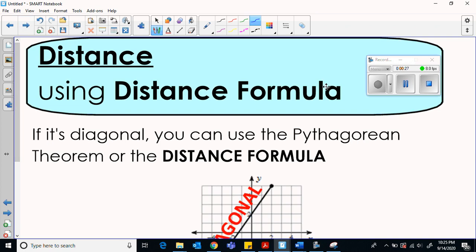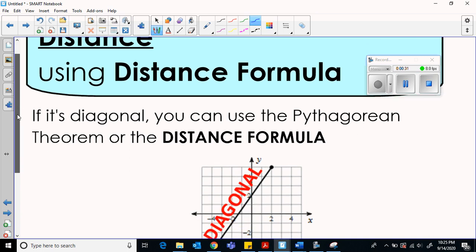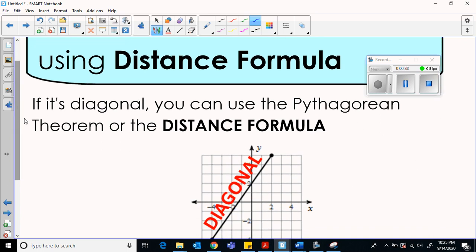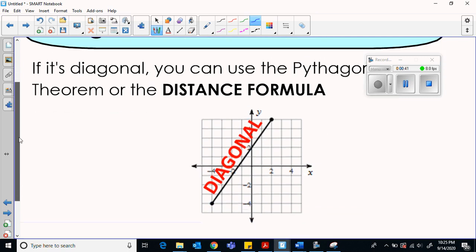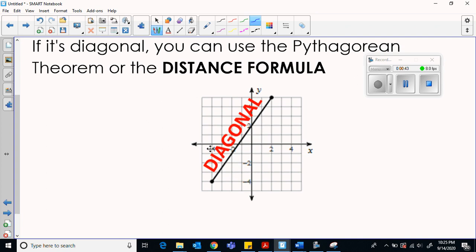But if the line segment is diagonal, you can't just count it. So you can either use the Pythagorean theorem or we can use the distance formula, which we're going to talk about today. Okay, so we'll go through what that really means.